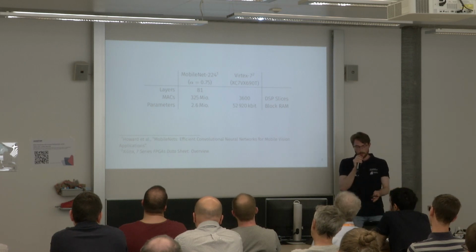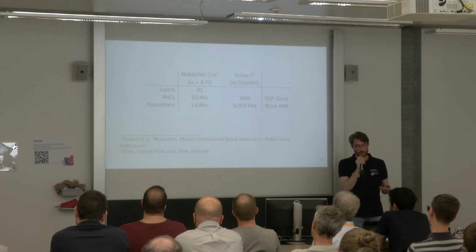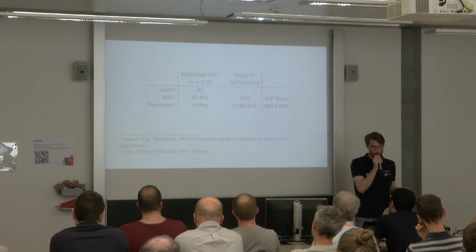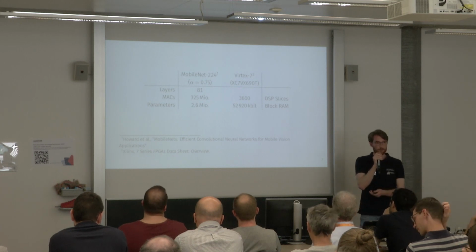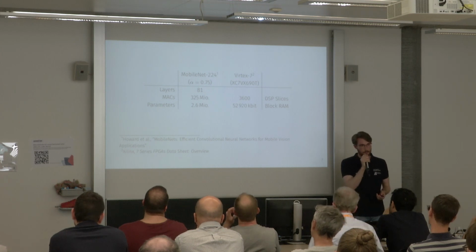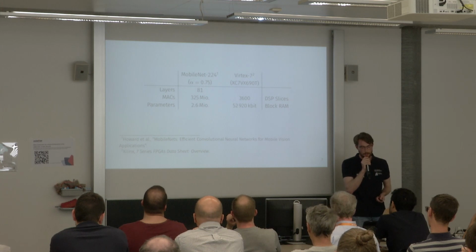When you compare the numbers, you can see that it is not possible to have a one-to-one mapping of all the operations. So 325 million multiply accumulates compared to 3,600 DSP slices. One slice has one multiplier that multiplies an 18-bit times a 24-bit signed number. Equally for the parameters, so these are all the weights: we have 2.6 million weights and only 52,920 kilobits.